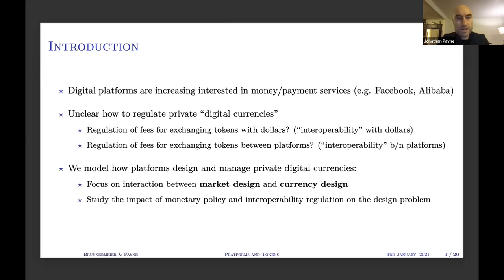And in this model, our focus is very much on the interaction between the market design problem, that is, how does the platform try to make their market an attractive place to transact, and the currency design problem. That is, how does the platform make it attractive for people to hold their currency? And then once we understand this platform design problem, we then think about the impact of a number of policies. Today, I'll talk about the impact of monetary policy and the impact of interoperability regulation on these design problems.